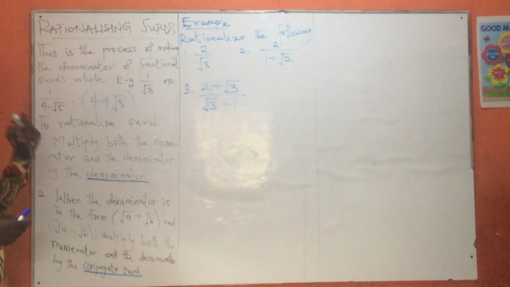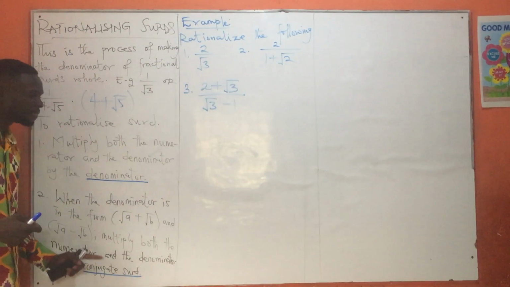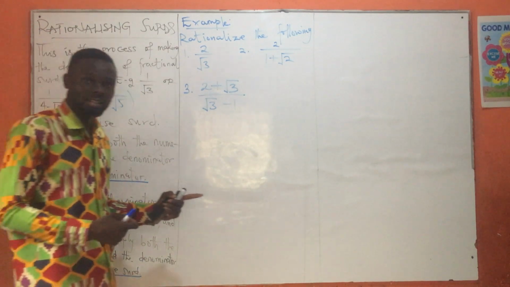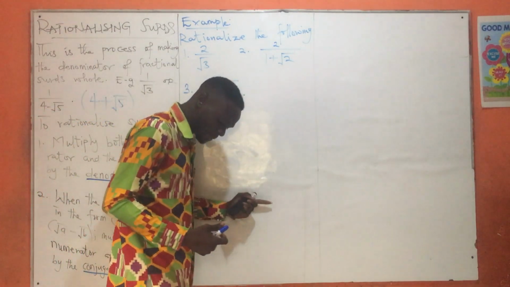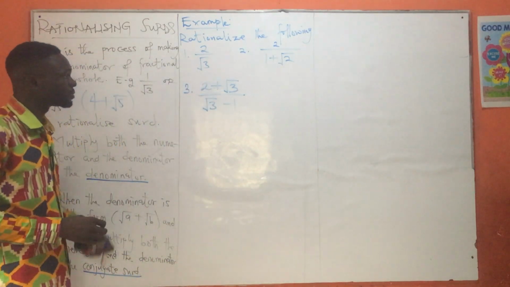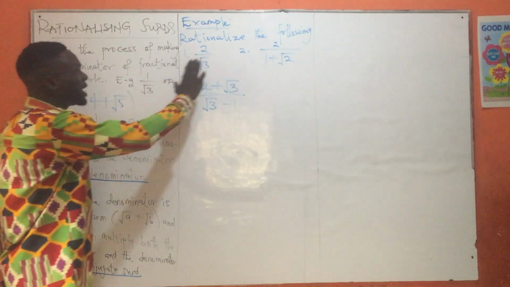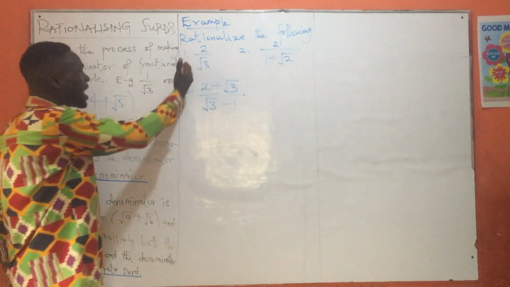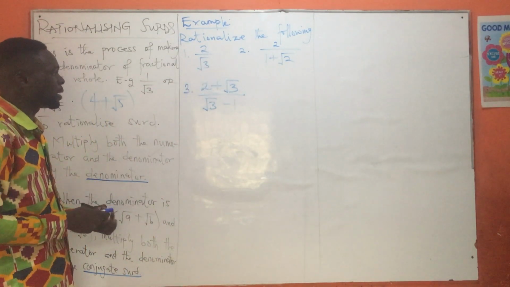So we will take an example, then we will follow the procedures given in terms of rationalizing surds. Now let's look at the first one. It says, rationalize the following. Okay, we are rationalizing the following, and we have number 1. So let's take number 1.